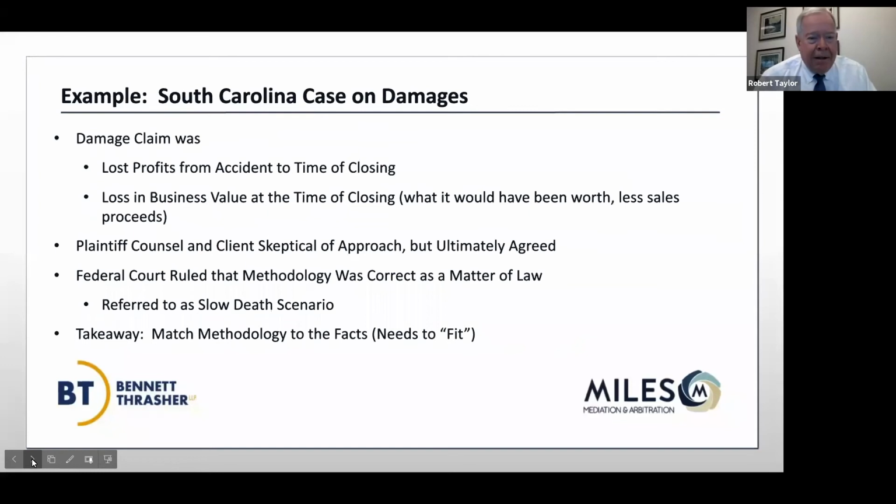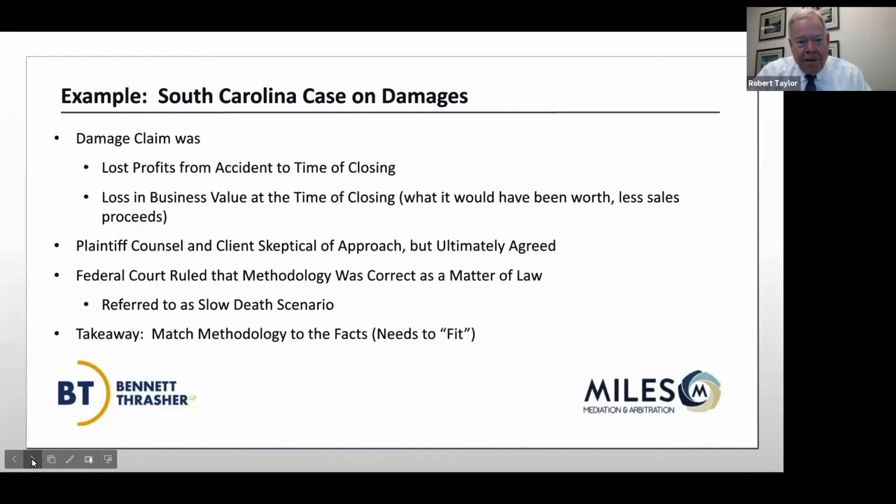So what we ended up with, the claim became that there was lost profits from the accident to the time of closing. The client decided to close the business in 2006, essentially almost 2 years after the accident occurred. So there was a period of time of lost profits, and I became the expert on these two issues, both lost profits and lost business value.